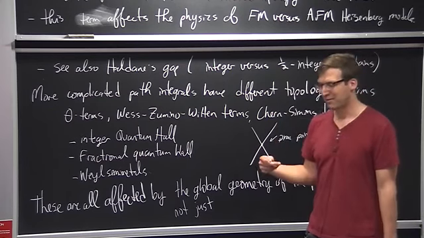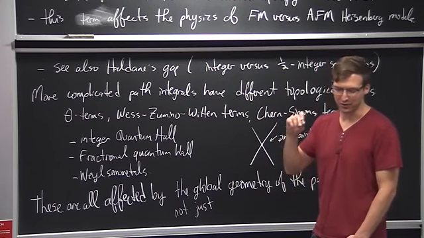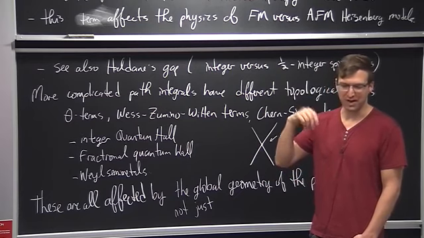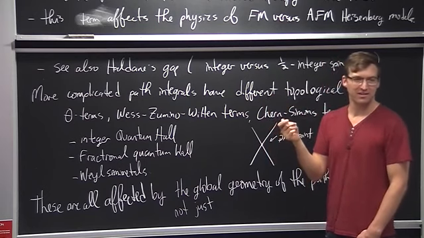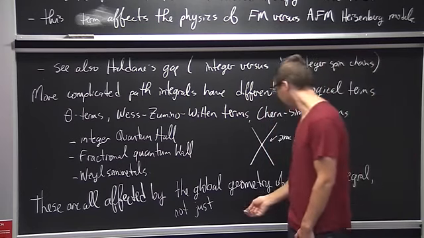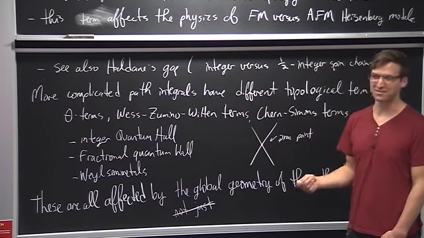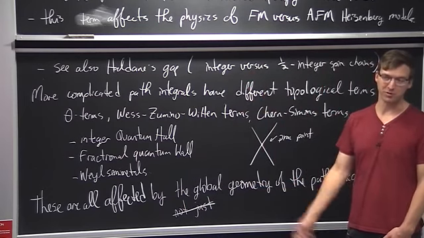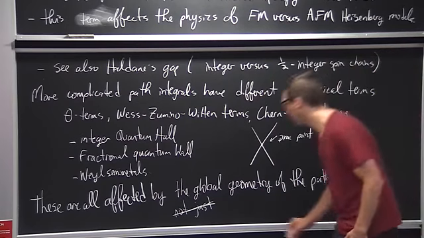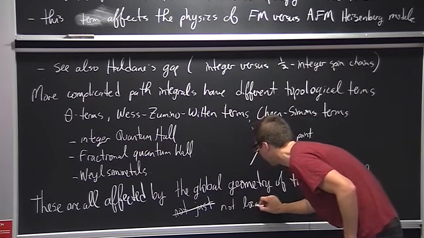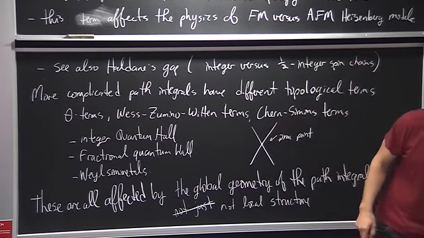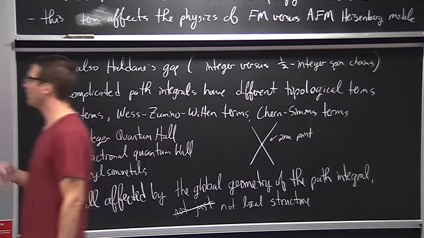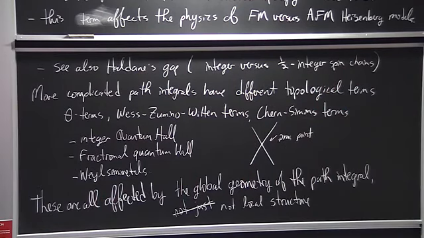We've seen this before: when the Grassmann path integral is affected by the global topology of the partition function, that affects your physics too. So I shouldn't say it's just local quantities. These global quantities can affect it, but this is a different type of global quantity. So I'll just say not local structure. You have to be a bit careful. You're right. That's basically all I'm going to say specifically about this global structure of the Berry phase.